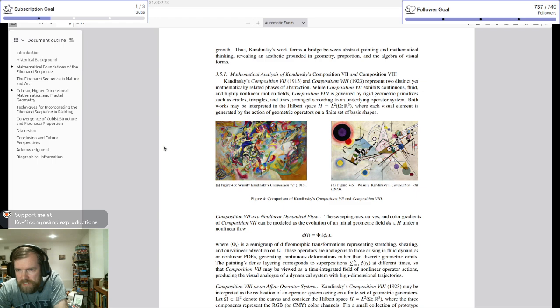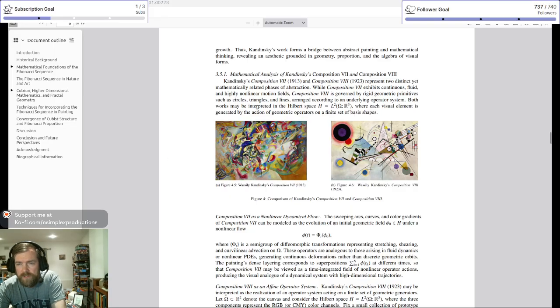Represent two distinct yet mathematically related phases of abstraction. Composition 7 exhibits continuous, fluid, and highly nonlinear motion fields. Composition 8 is governed by rigid geometric primitives such as circles, triangles, and lines, arranged according to an underlying operator system.